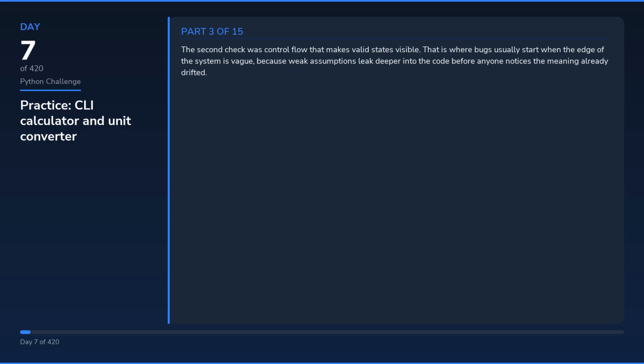The second check was control flow that makes valid states visible. That is where bugs usually start when the edge of the system is vague, because weak assumptions leak deeper into the code before anyone notices the meaning already drifted.